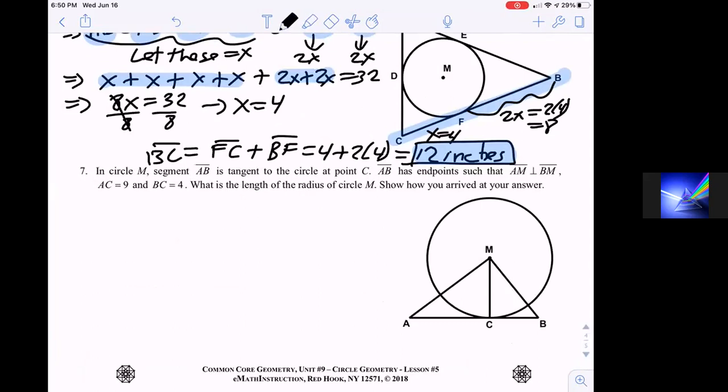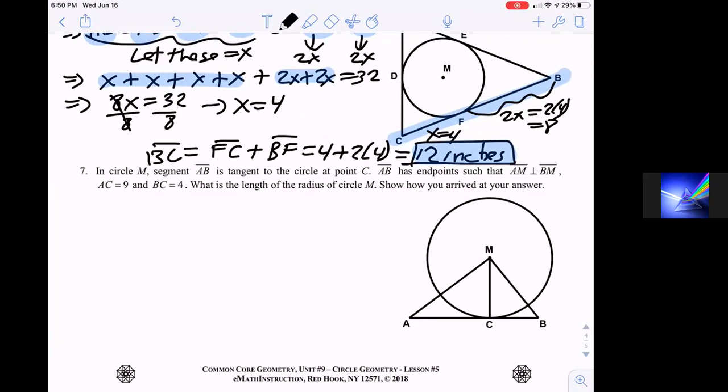In number 7, circle M, segment AB is tangent to the circle at point C. AB has endpoints such that AM is perpendicular to BM. AC is 9, BC is 4. What is the length of the radius in circle M? Show how you arrived at your answer.